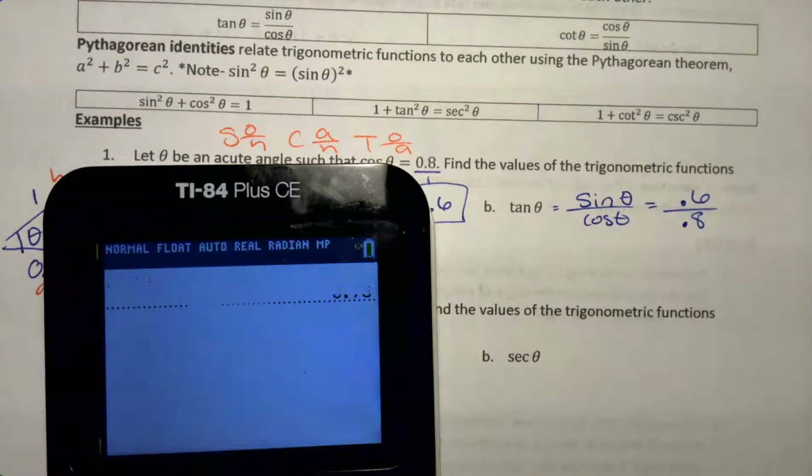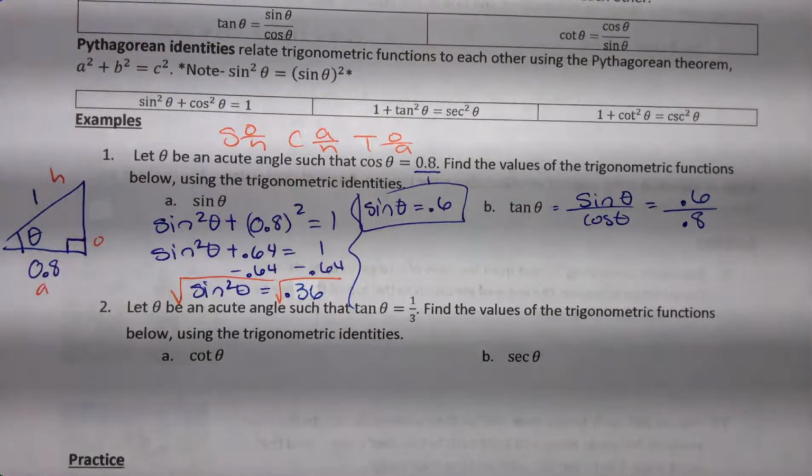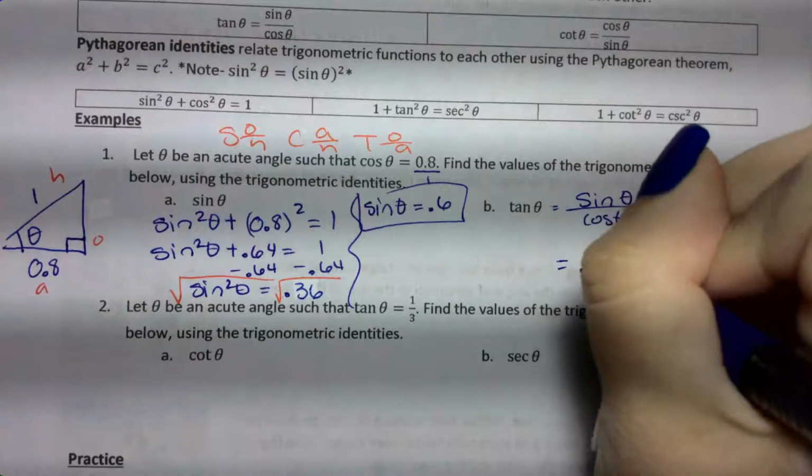I can go math, and then press enter, and press enter again to get this as a fraction. I don't know why I did that. I didn't need this one as a fraction. 0.75 was good enough.